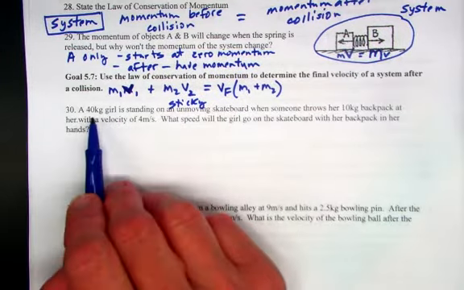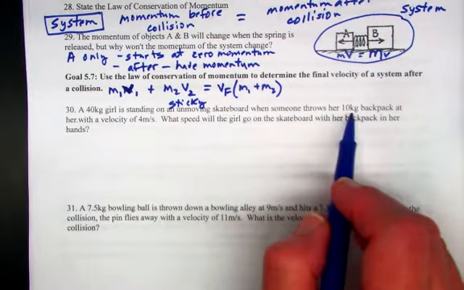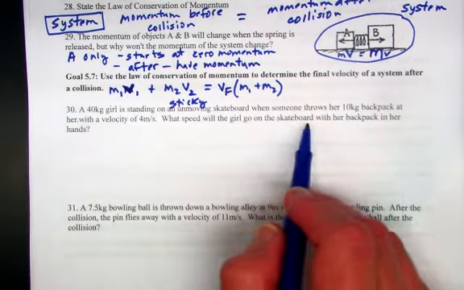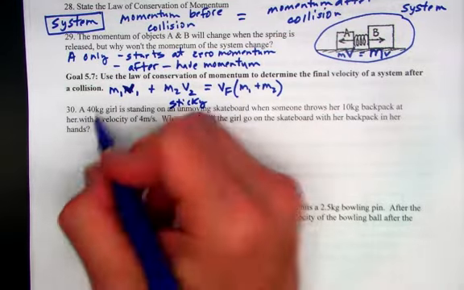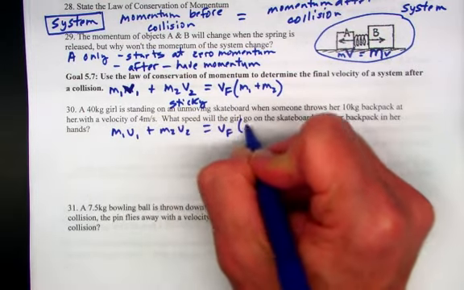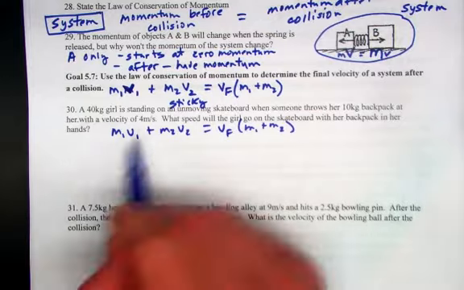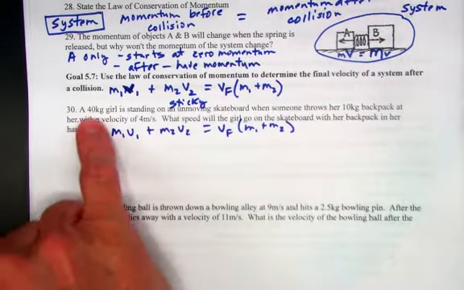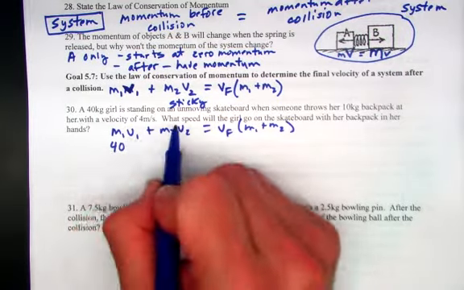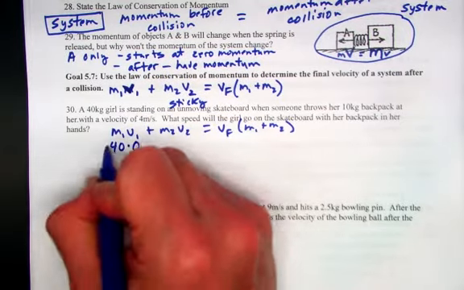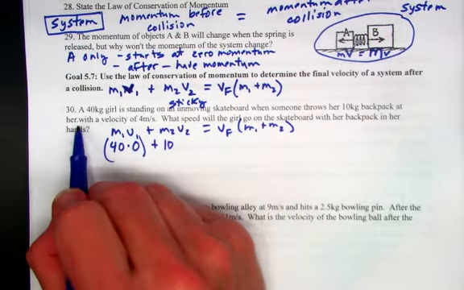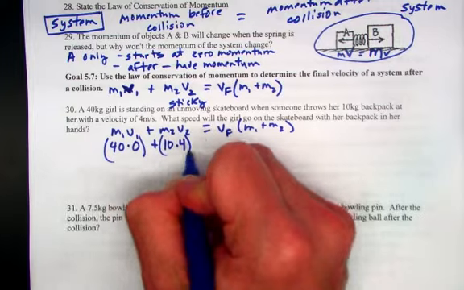So if we look at this problem, a 40-kilogram girl is standing on a skateboard. Someone throws a 10-kilogram backpack at her with a given speed. What speed will the girl go on the skateboard with her backpack in her hand? So they're going at the same speed. We're going to use this equation, and we're going to take each number and decide where to plug it in. We can call the girl mass 1, so we'll plug it in there. But if she's standing on an unmoving skateboard, then her velocity is 0, so that part drops out. The backpack is 10 kilograms, and it's moving at a velocity of 40. So that is not going to drop out.